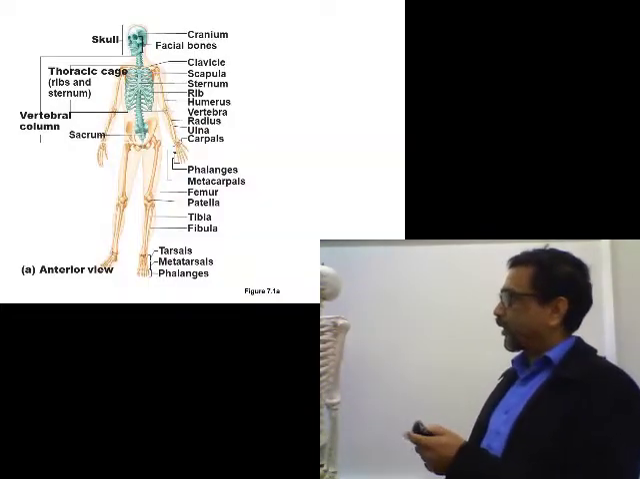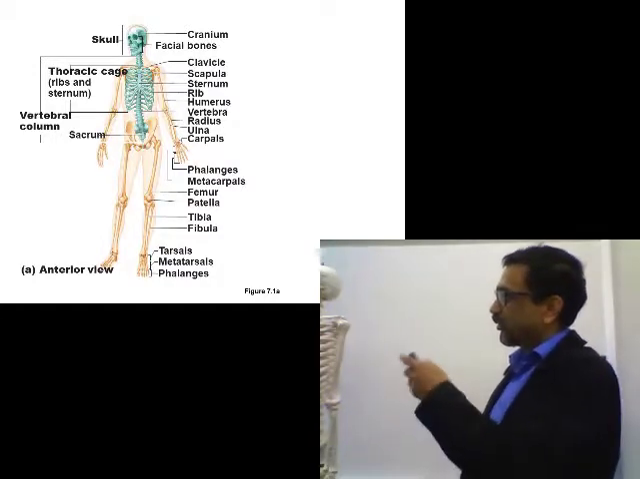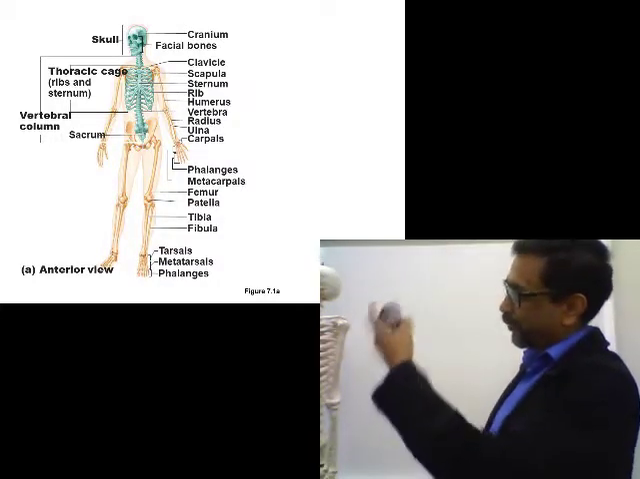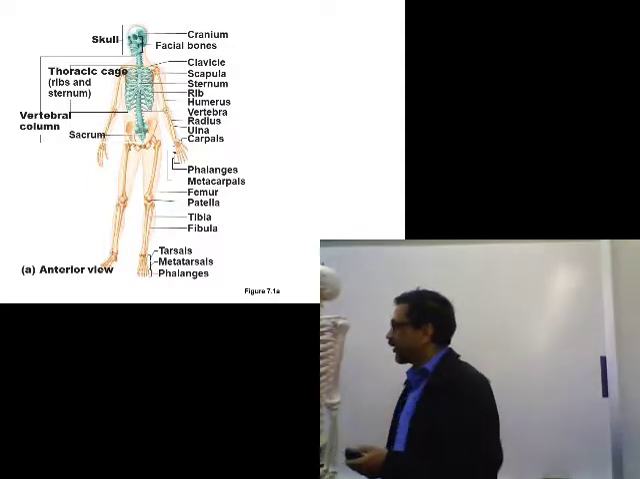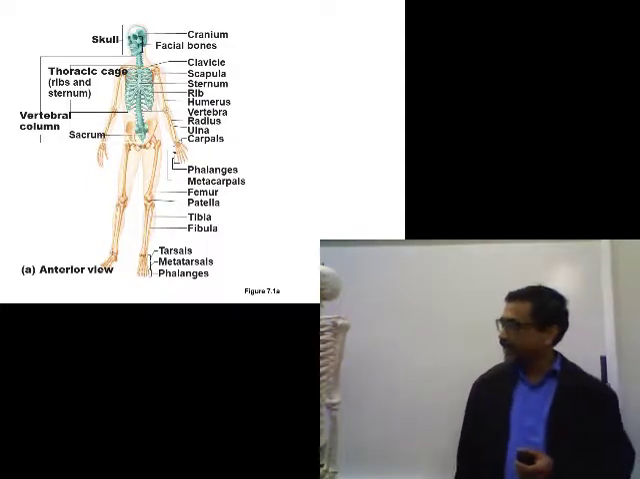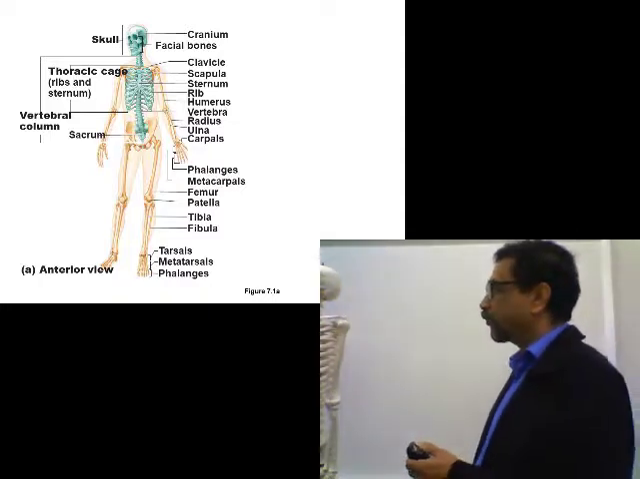And here in this picture, you see two parts of the skeleton shown by two different colors. That cyan bluish color is the axial skeleton: skull, thoracic cage, and the vertebral column.